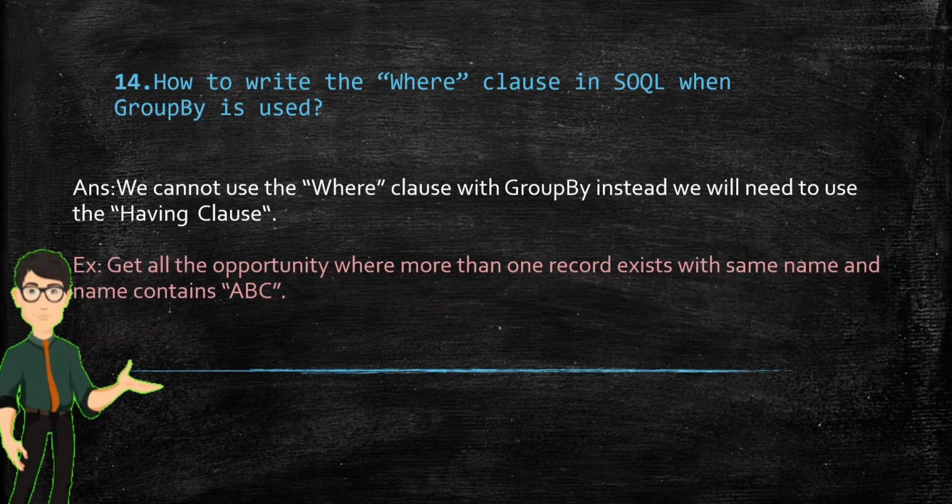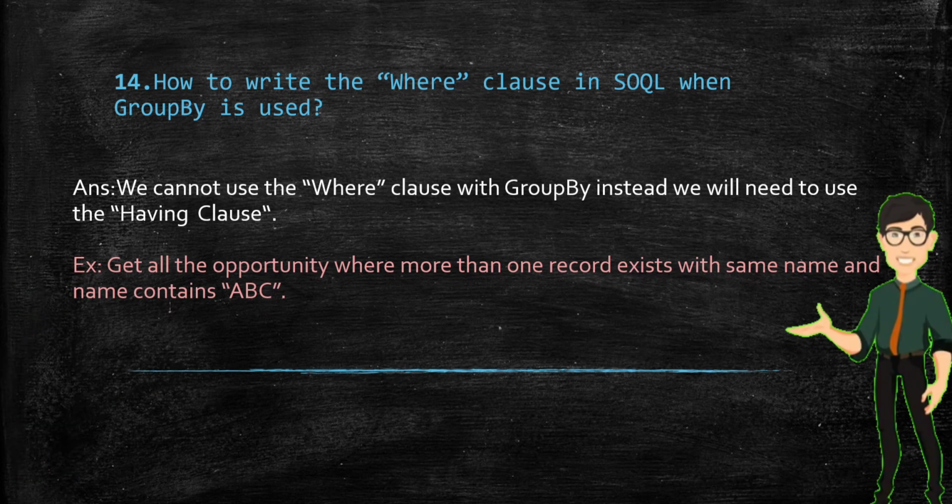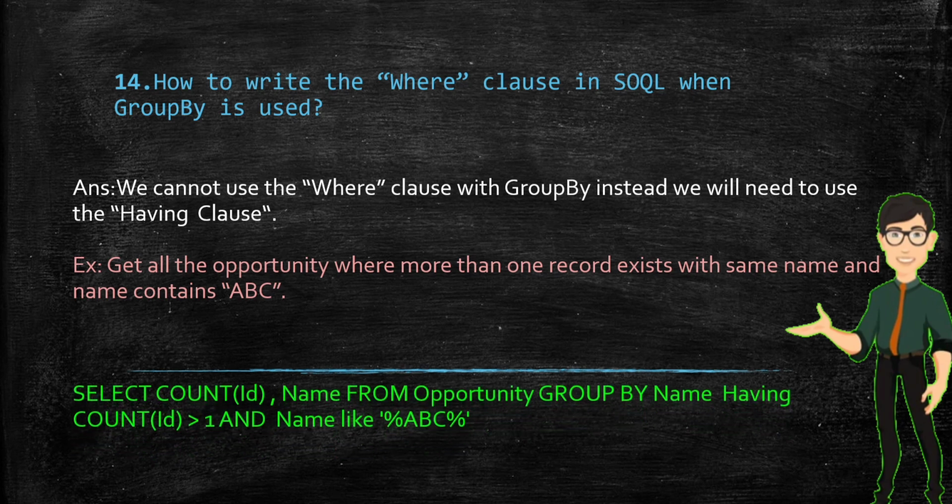Here is an example: get all the opportunities where more than one record exists with the same name and the name contains ABC. The query is select count ID, name from opportunity group by name. Here I am using the having clause with the group by, count ID greater than 1 and name like ABC. It will fetch the records where more than one opportunity exists with the same name and the name contains ABC.